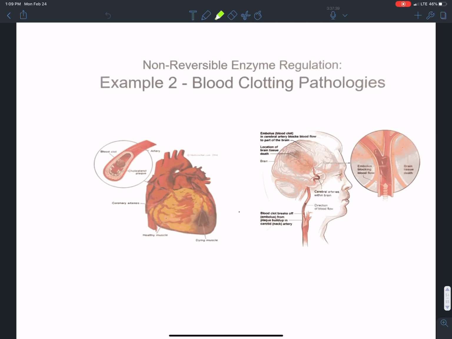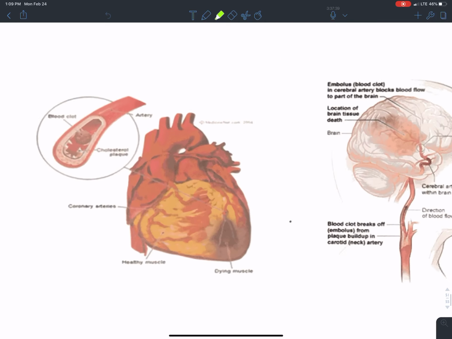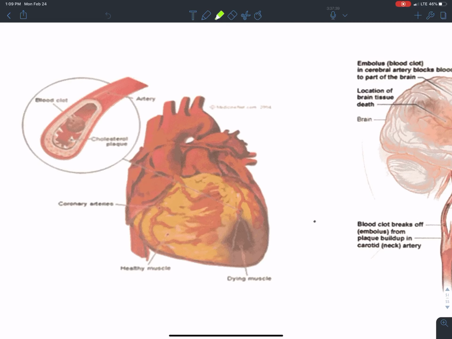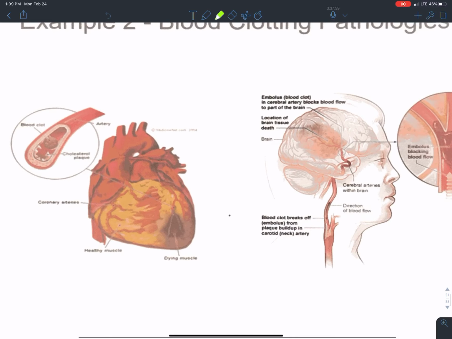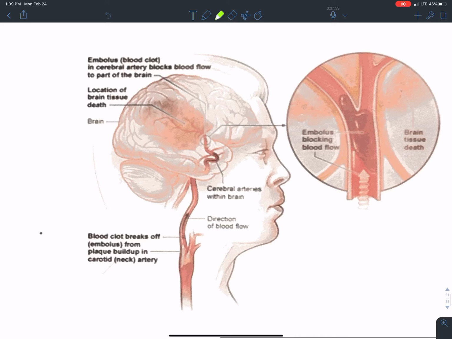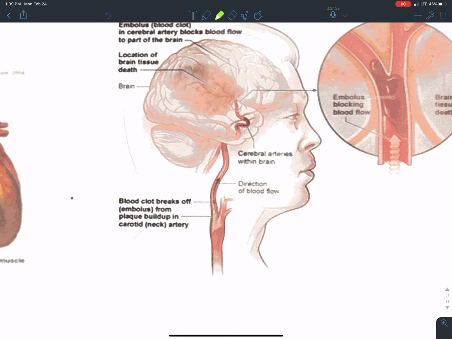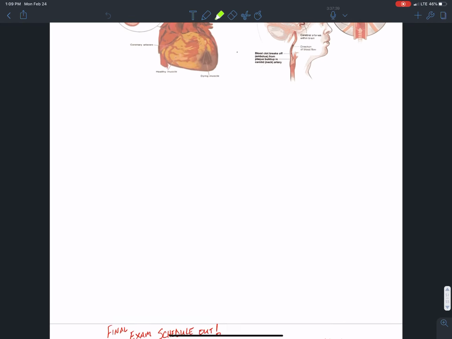And then a third type of blood clotting pathology would be in the heart, so cholesterol, and then in the brain. If we had a blood clot in the brain, in the cerebral artery, it blocks blood flow to the brain, and that is super damaging, right? So the embolus is blocking flow into the brain tissue. A blood clot breaks off from the plaque buildup in the carotid arteries of the neck, and then it plugs up in the head. And so we talked about those things.